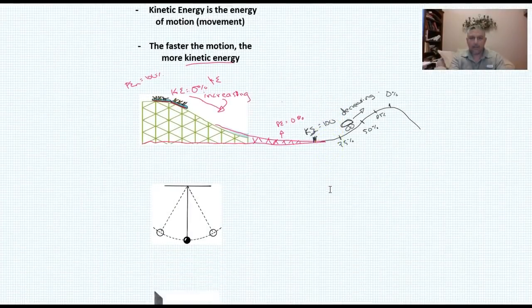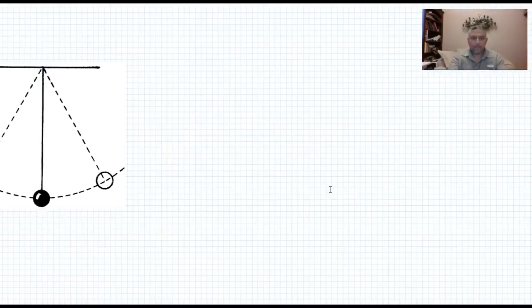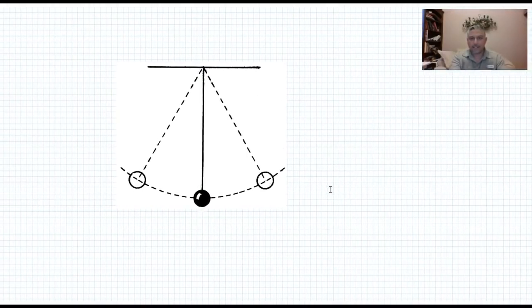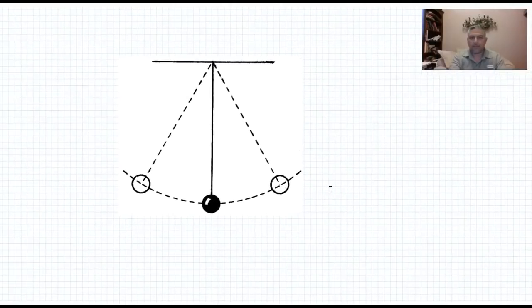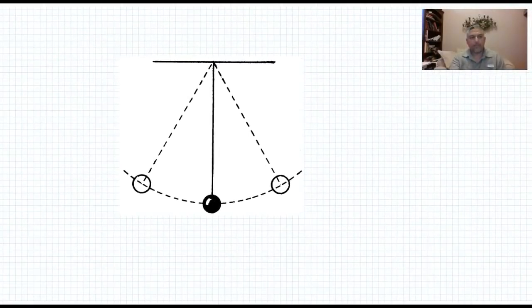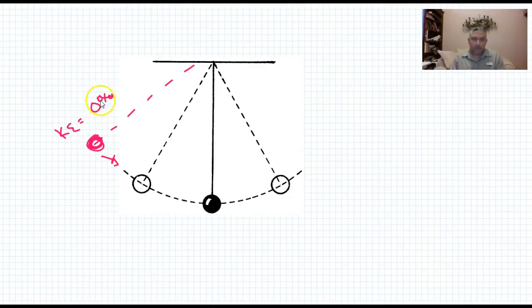All right, let's take a look at the pendulum. We looked at the pendulum before with potential energy, but with kinetic energy, once again, everything is going to be opposite. So let's take a look at this. Keep in mind that if you were to drop this object from here, the pendulum, this is called a pendulum. If you drop it, then here, since it's not moving, you're holding it here to drop it, your kinetic energy is 0%, because it's not moving.